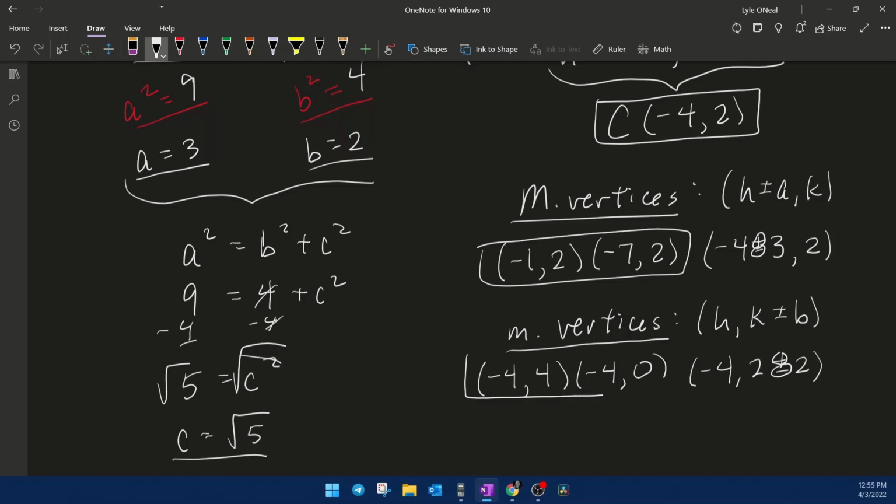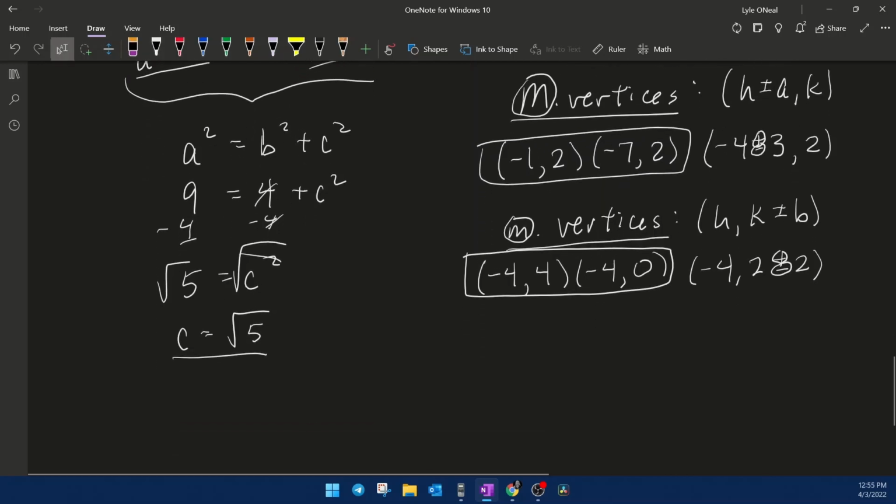And if you're wondering how to determine, do you see I'm using m vertices for both, but I'm using a capital M and then a lowercase m. I don't know if you can tell that or not, but that's how I designate major vertices versus minor vertices, capital or lowercase.